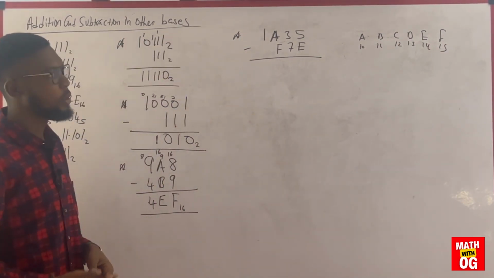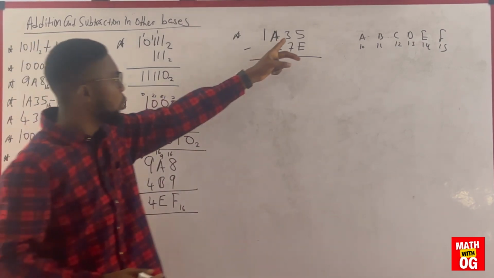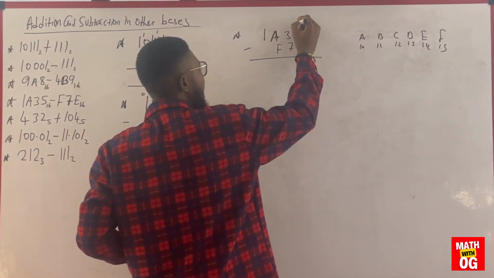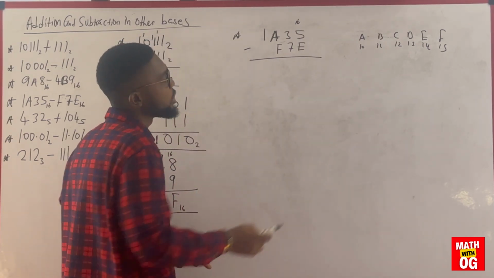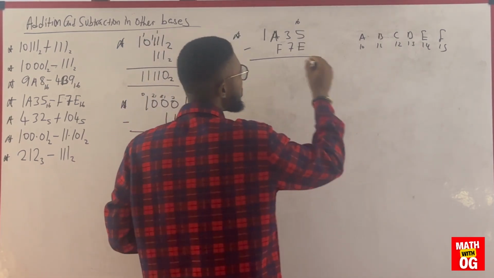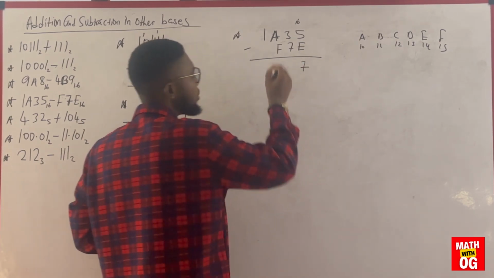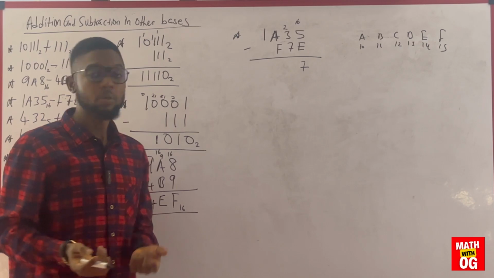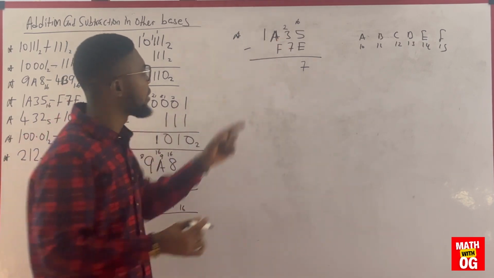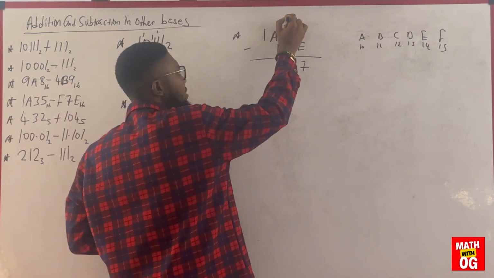5 minus E, obviously it cannot go. Borrow 1 from here, which will come here as 16. So 16 plus 5 is 21. 21 minus 14 is 7. So I'm left with 2 here. Now 2 minus 7 obviously cannot still go through. Borrow 1 from here. That one will come here as 16.